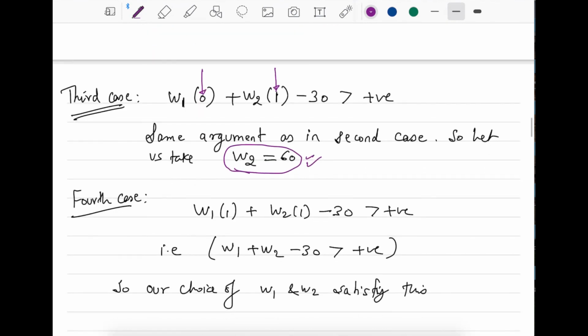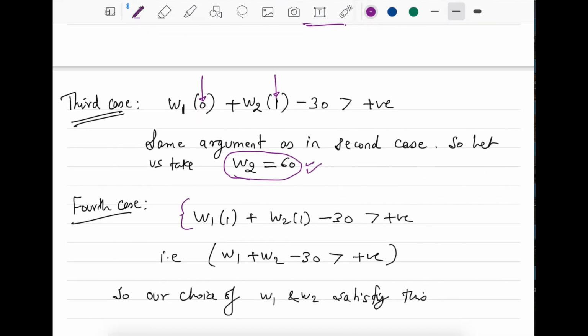In the fourth case, which is important, we have both the weights and we want the output to be positive. If we want this to be positive, you can see over here, we are taking W1 and W2 individually as 60, then we are satisfying this. But you have to satisfy the constraint of W1 plus W2 to be greater than 30 plus some positive delta, which is important.